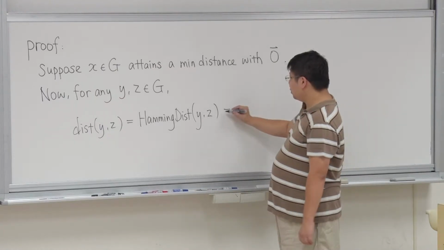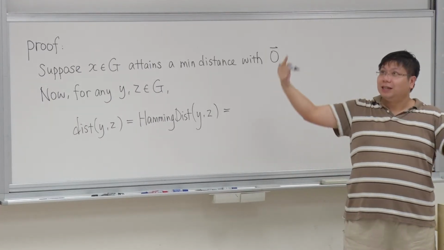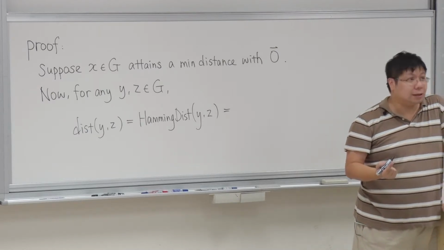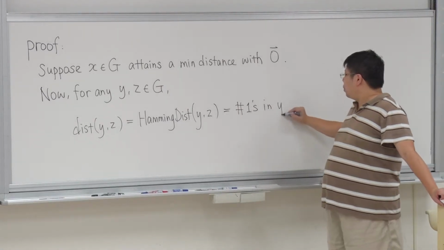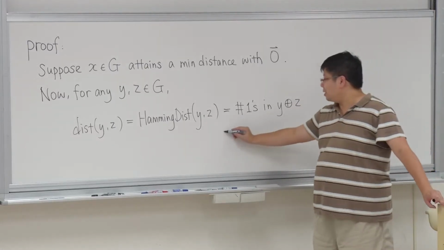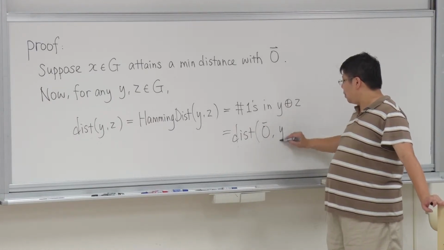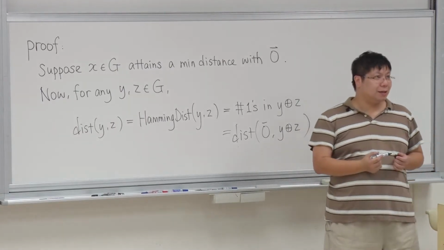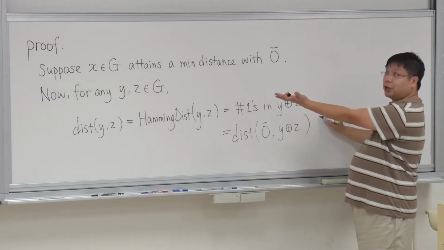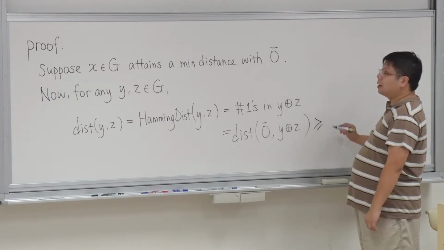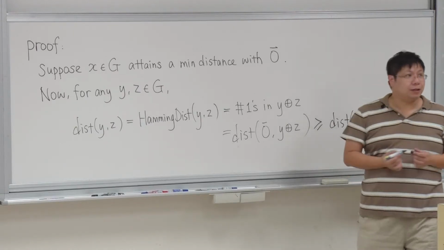Is that okay? So Hamming distance, you count how many bit differences there are between y and z, in the word y exclusive or z. So it is equal to the number of ones in y exclusive or z. Is that okay? So this is the distance between 0 and y exclusive or z. Okay. So this distance must be, because x achieves a minimum distance, greater than or equal to the distance of 0 and x, by definition of x.